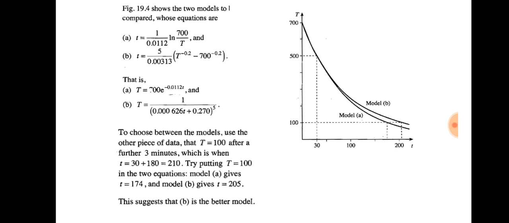To choose between the models, use the other piece of data that T is equal to 100 after a further 3 minutes, which is when t equals 30 plus 180, which is 210. Try putting T equal to 100 in the two equations. Model A gives t equal to 174 and model B gives t equal to 205. This suggests that model B is the better model.